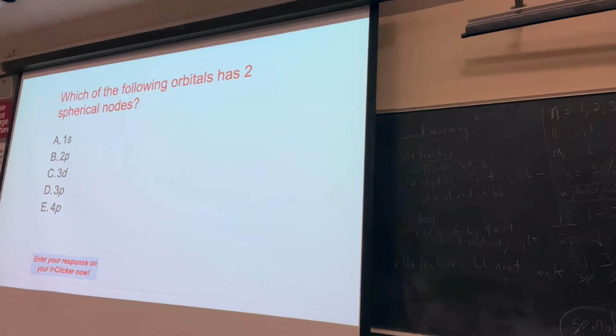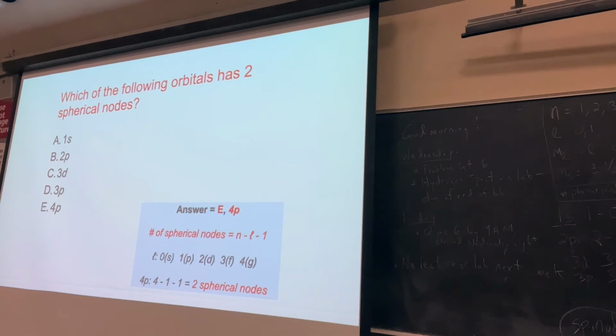1 spherical node. Wait a minute, did I do that? No, wait, 3 minus 1 minus 1. Oh, darn it. Oh, wait, yes, 1 spherical node, okay. Sorry, I'm still coming back from Thanksgiving, gang. We want 2 spherical nodes. I thought they were all 0. So anyway, 1 spherical node.